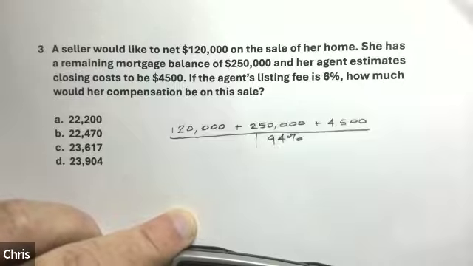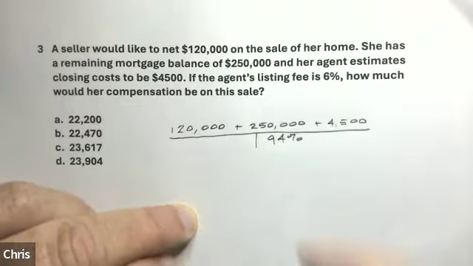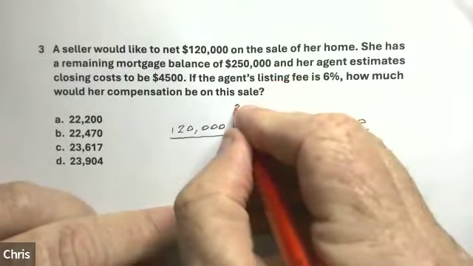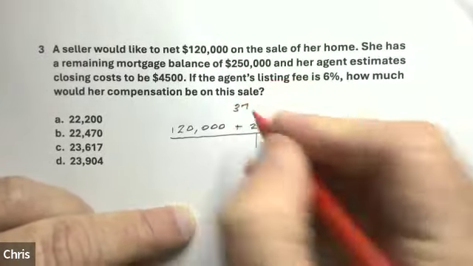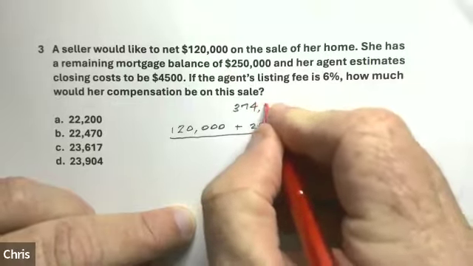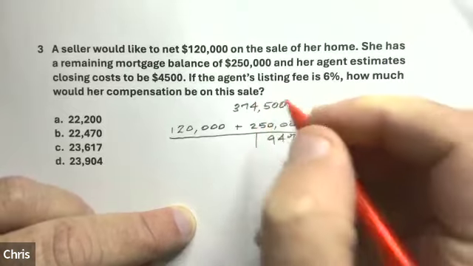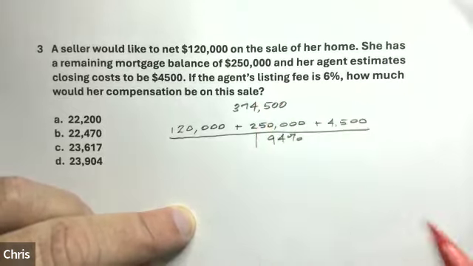120 plus the 250 to pay off the mortgage, plus the $4,500 to pay the closing costs, shows that we have 374.5. Check that number, looks right. 374.5 is what we really need to net after paying the agent their compensation of 6%.